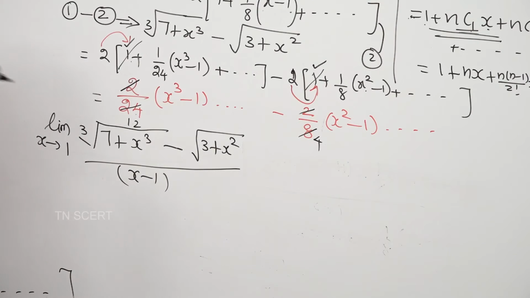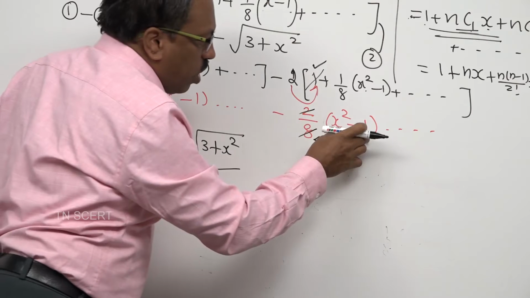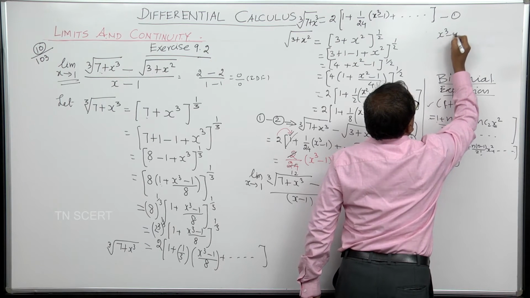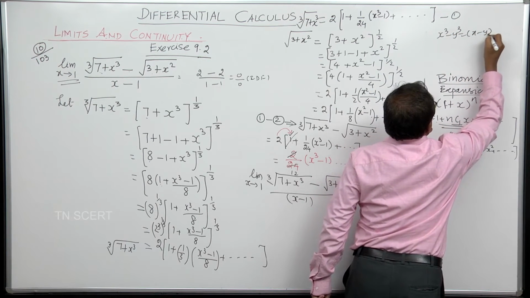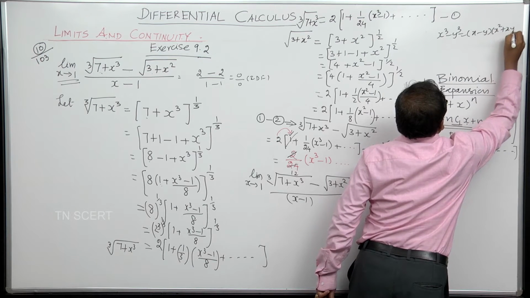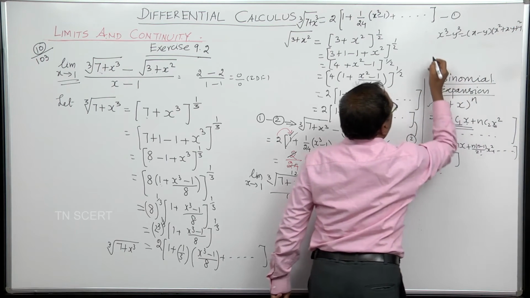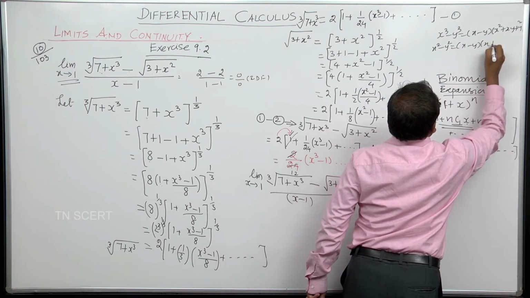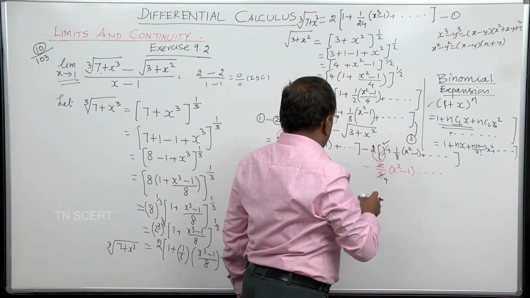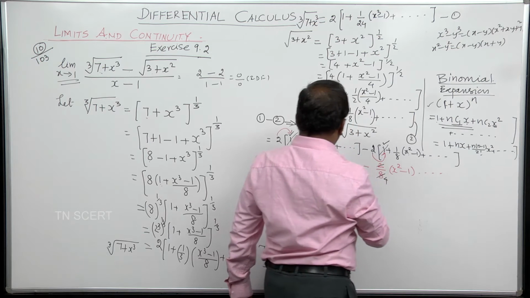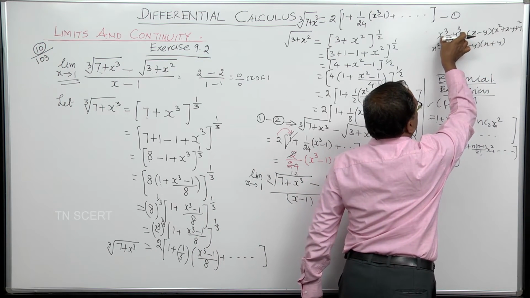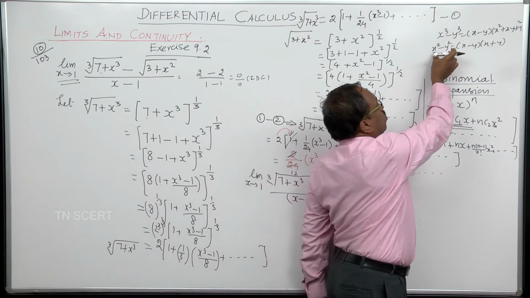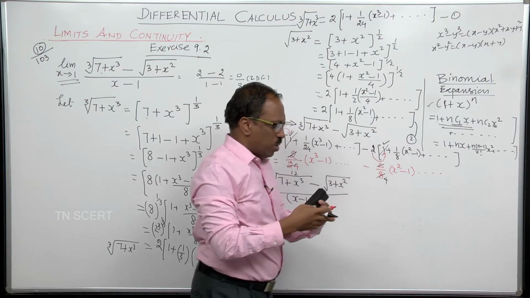Okay, now here x cube minus 1, x square minus 1. We can recall x cube minus y cube, that is x minus y, x square plus xy plus y square. One formula, x square minus y square is x minus y into x plus y. So here there are two formulas we have taken: x cube minus y cube is x minus y into x square plus xy plus y square, and x square minus y square is x minus y into x plus y.